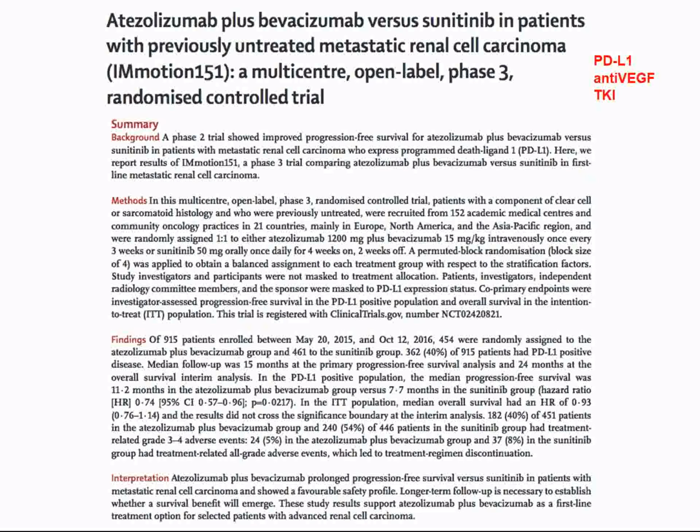Next topic is kidney cancer. Clear cell renal cell carcinoma. And we now have some treatments for that that are helpful. Tyrosine kinase inhibition, mTOR, which is not the topic here, PD-L1 inhibition, and anti-VEGF therapy. So in this large trial, the patients got PD-L1 and anti-VEGF compared to tyrosine kinase inhibition with sunitinib.